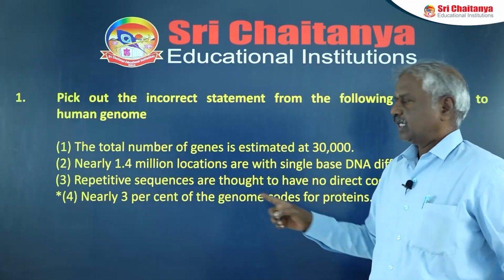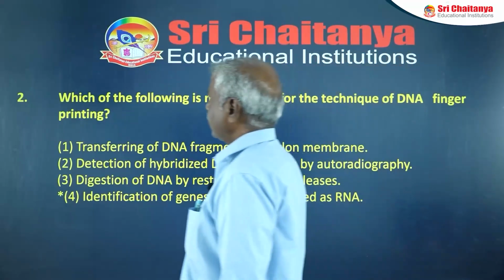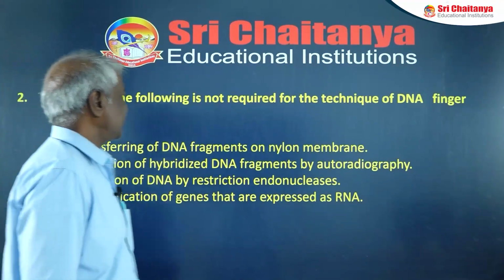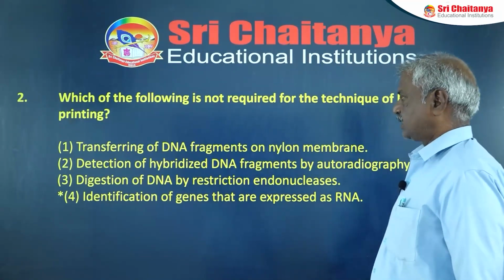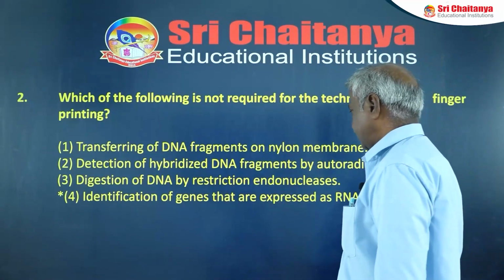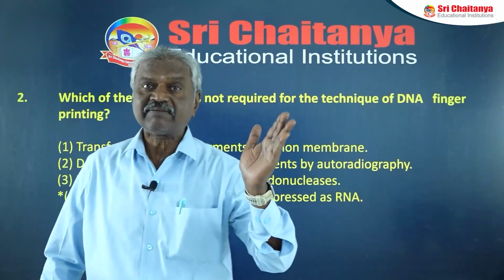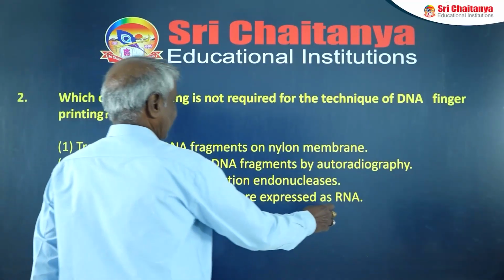Wrong. It is less than 2%. Now, coming to the second question: which of the following is not required for the technique of DNA fingerprinting? That is identification of genes that are expressed as RNA, that is expressed sequence tags. And it has no business with our DNA fingerprinting.